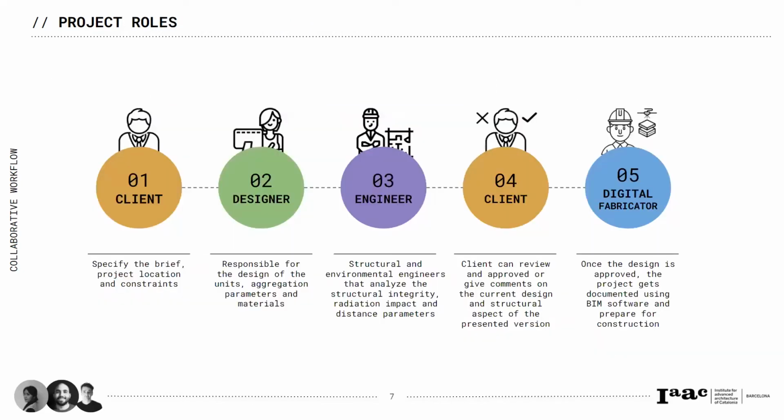Here are the different project roles. As we said before, we have 4 different personas that start with the client that defines the brief, the location, the aggregation, then into the designer that defines the part, the small attributes and the connections, then the engineer that runs the multiple analyses, and then we have the digital fabricator.